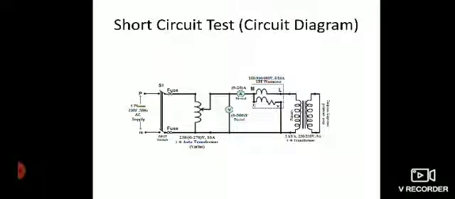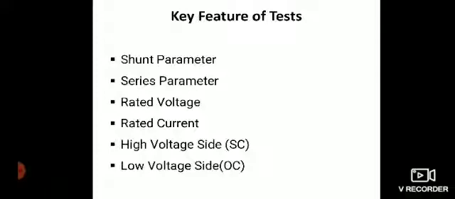Now the key features of both tests we will discuss in this slide. The open circuit test is used to perform two tasks. First, to find out the values of R0 and X0 and the no load losses, which are mostly constant in nature. Second, the series parameters can be found out with the help of the short circuit test. The series parameters are R1, X1 and R2, X2.